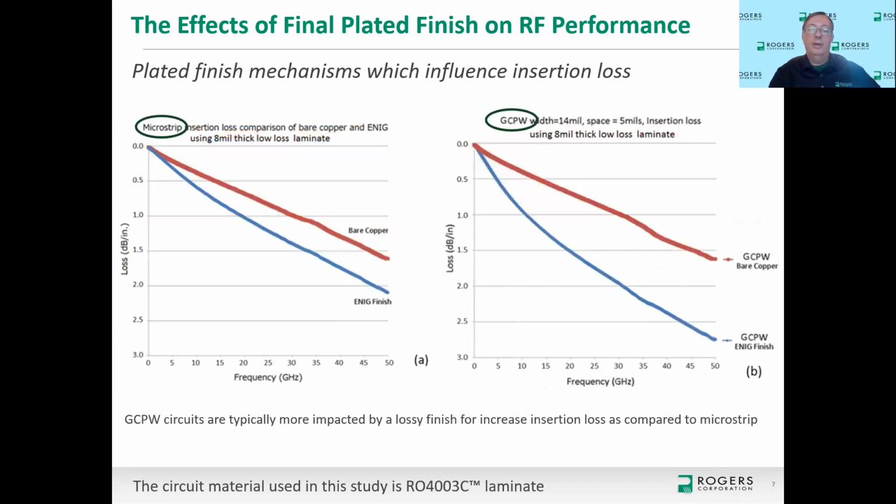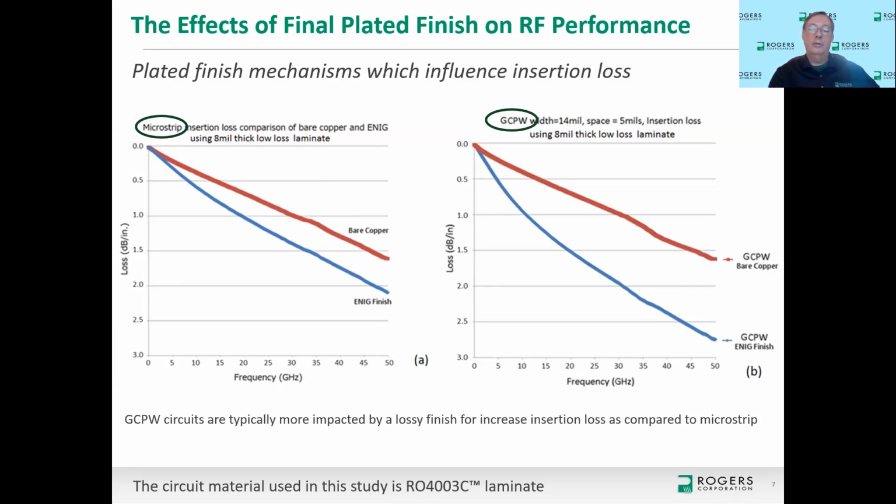So to show this, I've done a study here, again using RO4003C materials, and this time using the same thickness, 8 mils thick, using the same copper, the standard DD copper. Everything was the same except the design of the circuit. In this case, the chart on the left is a microstrip transmission line. The chart on the right is a grounded coplanar waveguide. Actually, it's tightly coupled grounded coplanar waveguide. And the comparison I'm showing is the red curves are for bare copper, the blue curve is the same circuit except using ENIG plated finish.